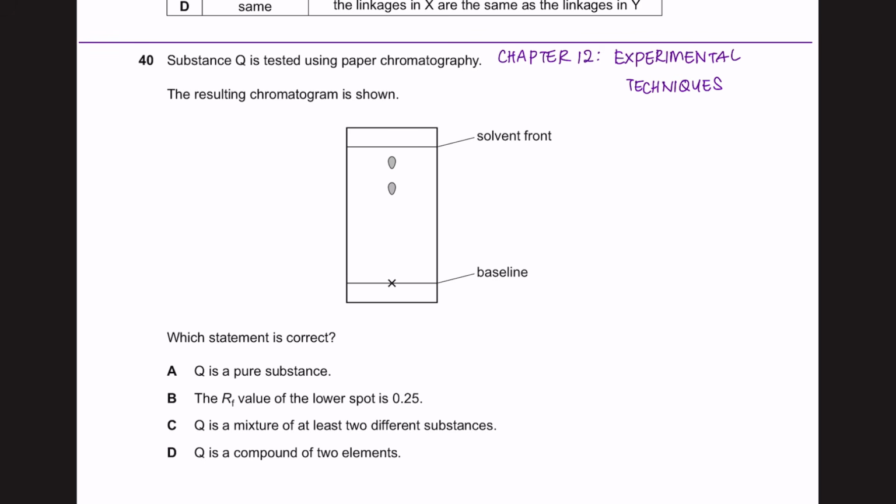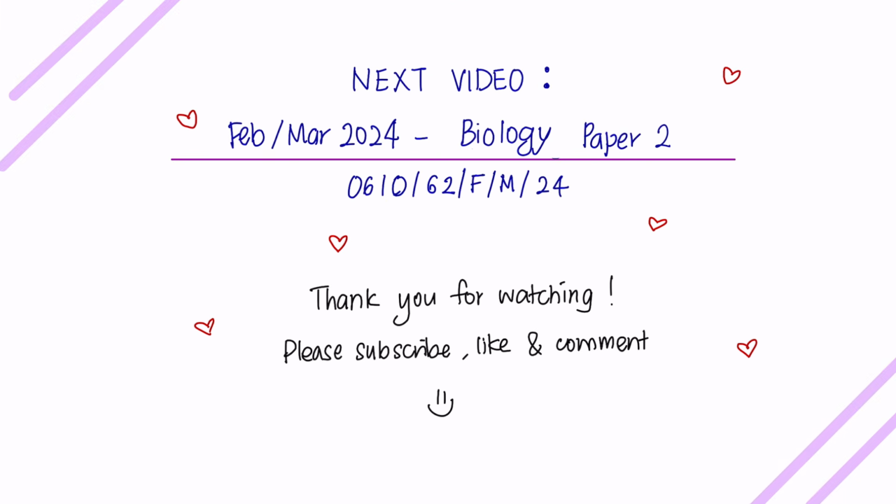Next, the last question is from chapter 12. Substance Q is tested using paper chromatography. The resulting chromatogram is shown. Which statement is correct? So from the baseline, as you can see, you will achieve 2 RF values. This means that this substance Q has at least 2 different substances. The answer is C.